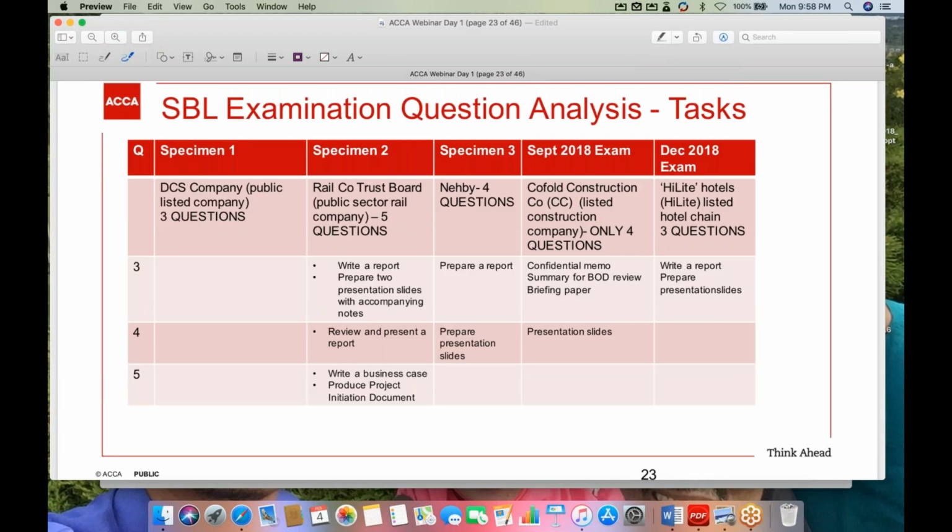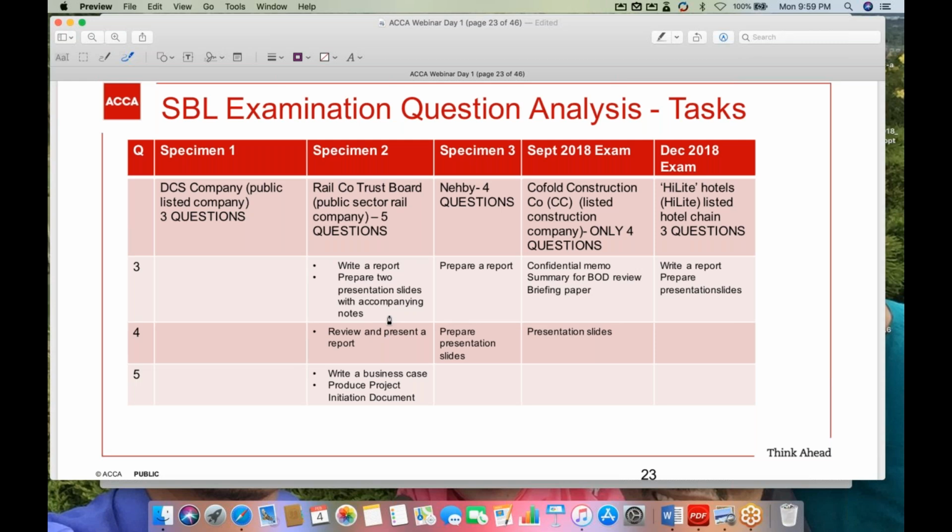So here you see again specimen 2, specimen 3, the September exam, and then the December exam, whereby you will have some tasks that you're supposed to be preparing. Mostly you'll find that reports are common, that you need to actually do, all right? Briefing notes, and then you'll have what? Preparing of slides, okay? Presentation slides with accompanying notes.